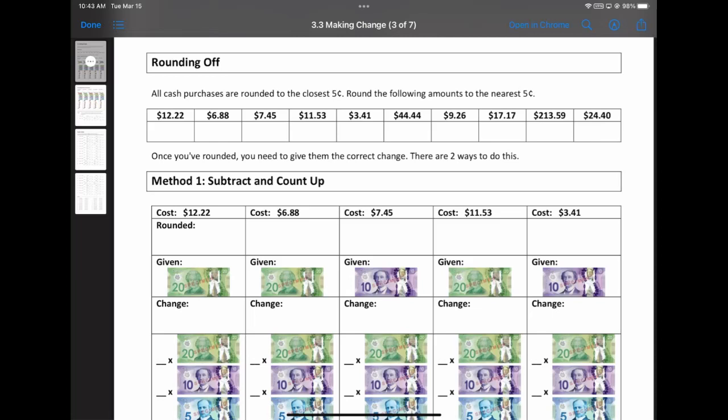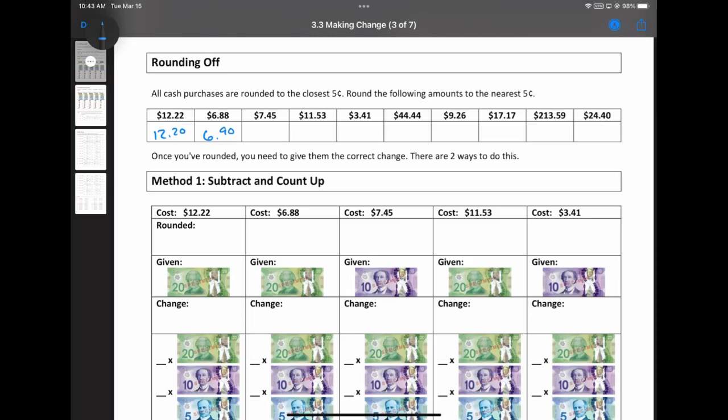So 12.22 is our first one. If we round down, we get 12.20. That's 2 cents off. If we round it up, that would be 12.25. That would be 3 cents off. So we want to round down. And if you'll forgive me, I'm just going to leave the dollar signs out just so there's a little bit more room and it looks a little cleaner. 6.88 is 2 cents off of 6.90, so we'll round up.